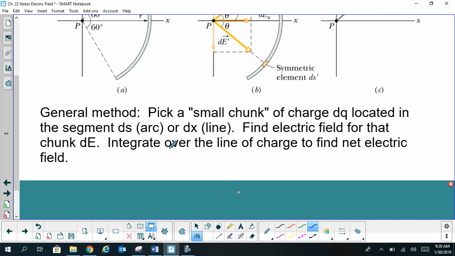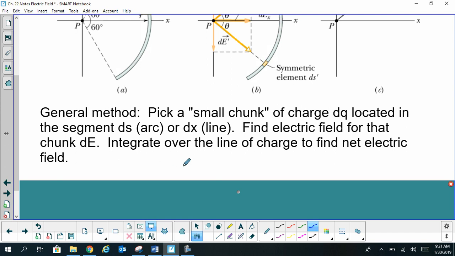Once we have that expression set up, we're going to integrate over the whole line of charge to find the net electric field. If you think about it, net means adding up. We're going to find the net electric field at point P due to the entire charge, okay?